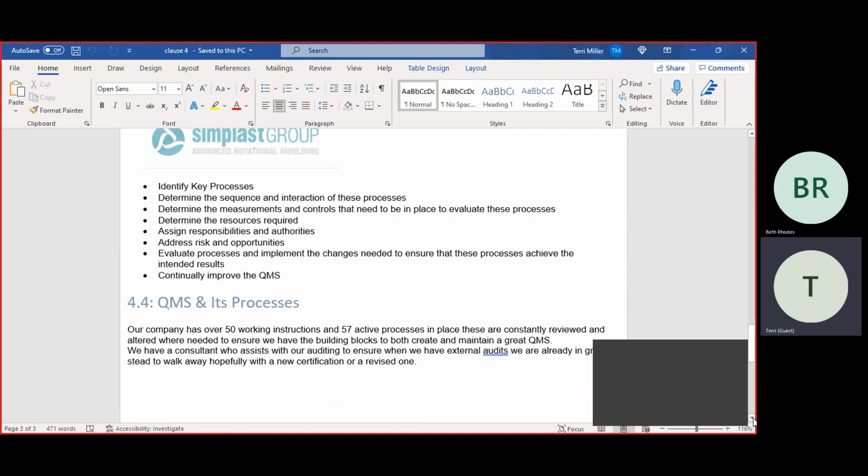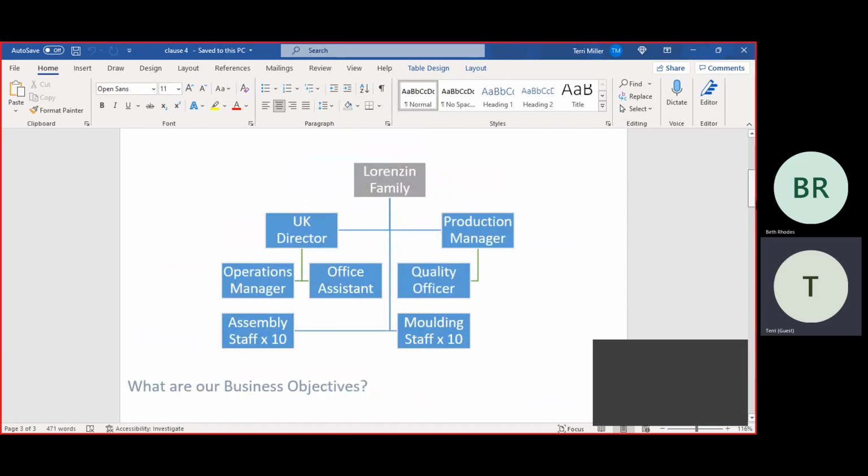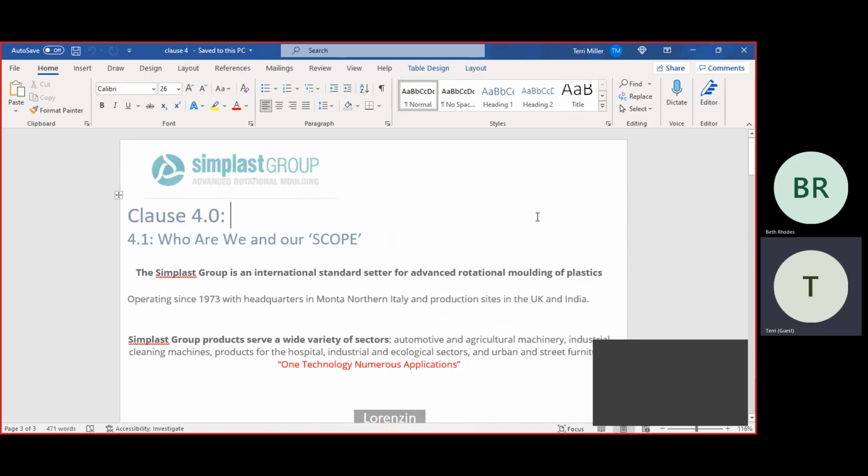These are constantly reviewed and altered where needed to ensure we have the building blocks to both create and maintain a great QMS. We have a consultant who assists with our auditing to ensure that we have external audits, which I've already said. And we're in great stead to walk away, hopefully, with a new certification or a revised one when the external audit does come around. So, yeah, that's my little breakdown of Clause 4.0. I hope it's helped you. But, yeah, back to you, Beth.